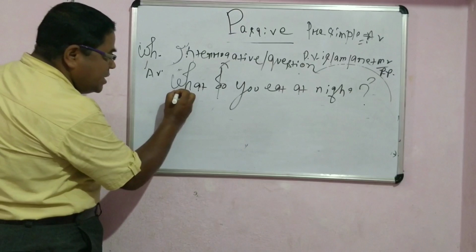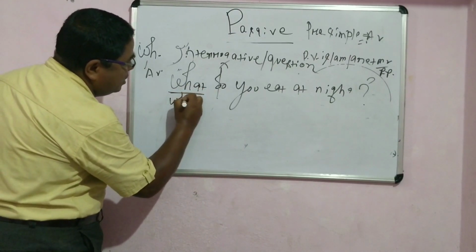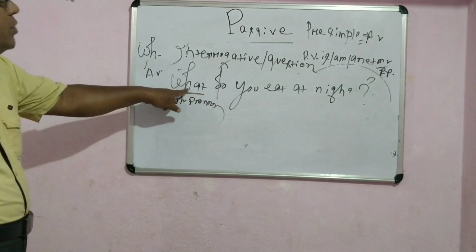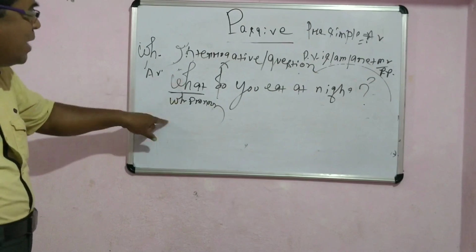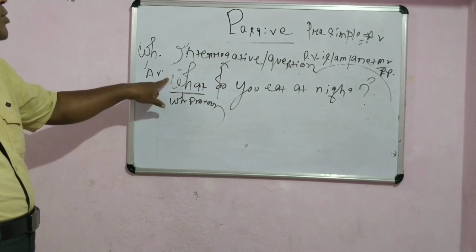Now you just see, here the sentence begins with a WH word. So this is called a WH pronoun, because this pronoun begins with WH. So that is why the sentence is called a WH interrogative, since the sentence begins with a WH pronoun.